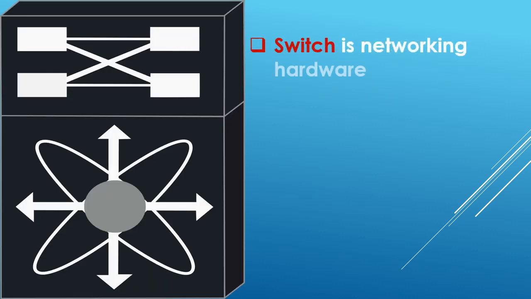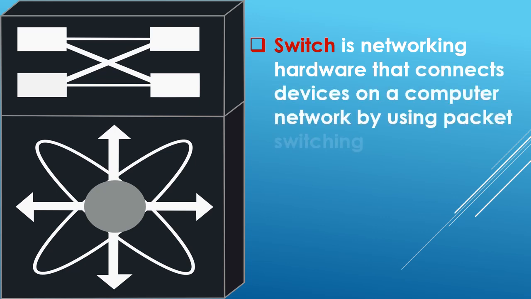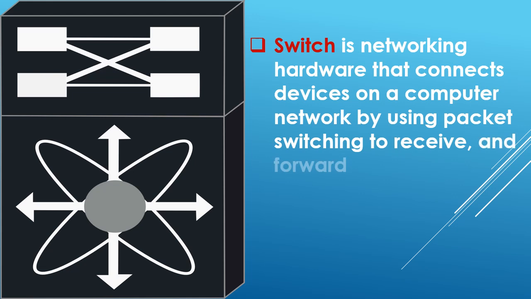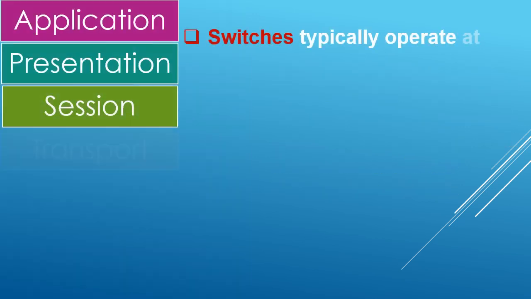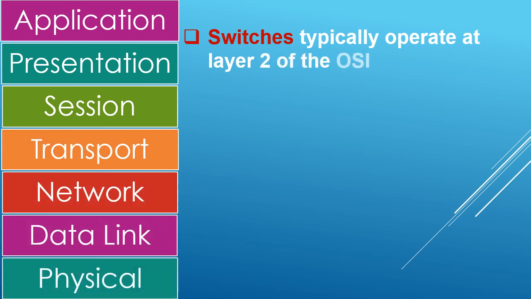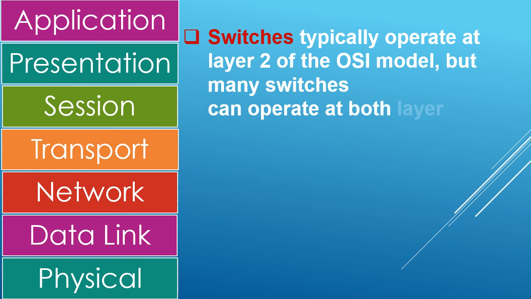A switch is networking hardware that connects devices on a computer network by using packet switching to receive and forward data to the destination device. Switches typically operate at Layer 2 of the OSI model, but many switches can operate at both Layer 2 and Layer 3.